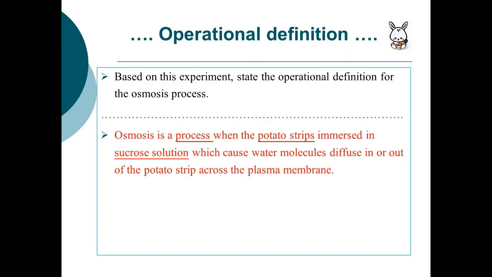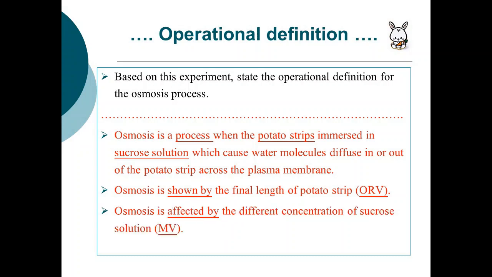Osmosis is a process when the potato strip is immersed in sucrose solution, which causes water molecules to diffuse in or out of the potato strip across the plasma membrane. Osmosis is shown by the final length of the potato strip. Osmosis is affected by the different concentration of sucrose solution. Please pay attention to the answering technique in the operational definition by focusing on the highlighted wordings.